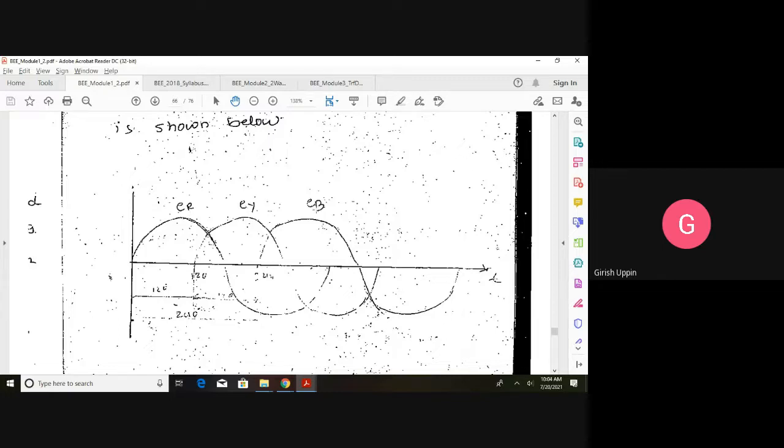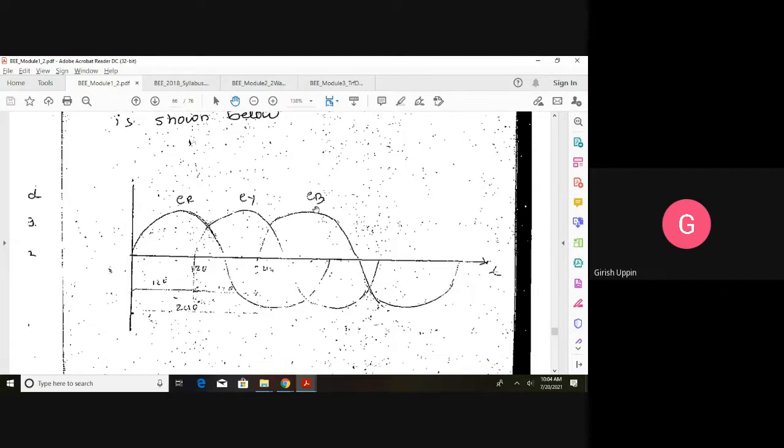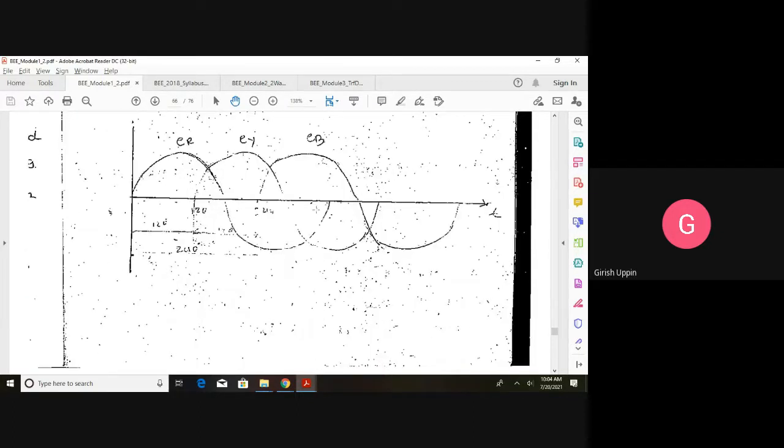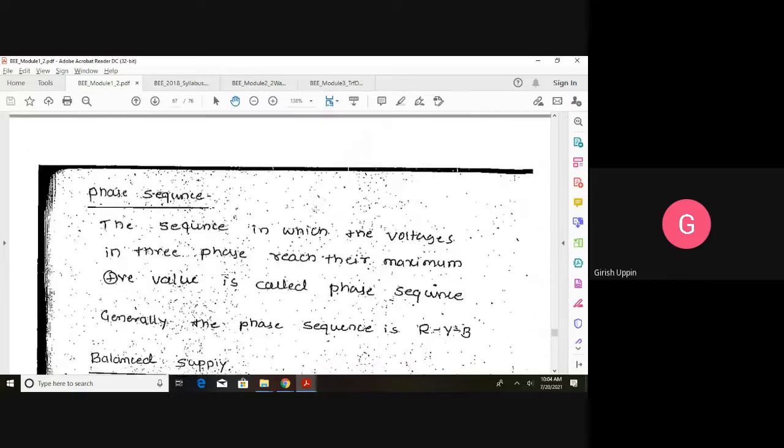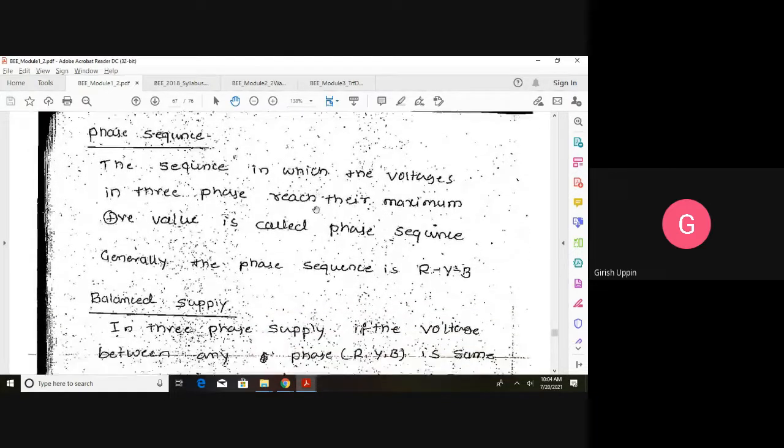When I say the phase sequence is RYB, that means R is starting from 0, Y is starting from 120 degree, and B is starting from 240 degree. That is how that information is useful. And when we are connecting multiple three-phase systems, we have to make sure that R phase is connected to R phase, Y phase to Y phase, and B phase to B phase. That is why the phase sequence is very, very important. The sequence in which the voltages in three phase reach their maximum positive value is called the phase sequence. Generally, the phase sequence is RYB.